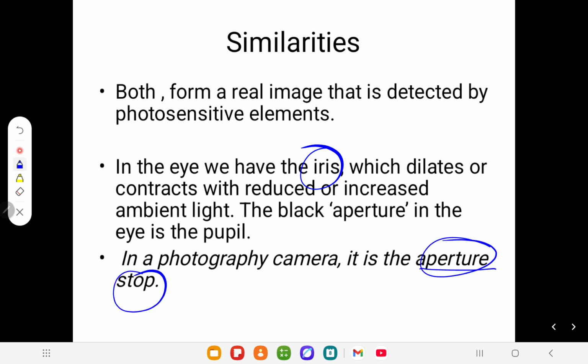We have already discussed this, but here the iris controls the light, through contraction and dilatation of the iris, which works as a black aperture, isn't it? But in the case of a camera, it uses an aperture stop. Okay, this is the comparison.